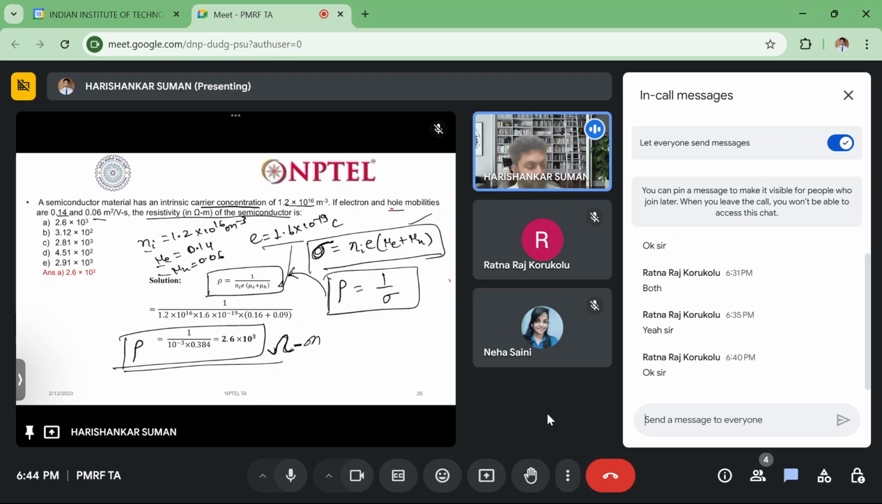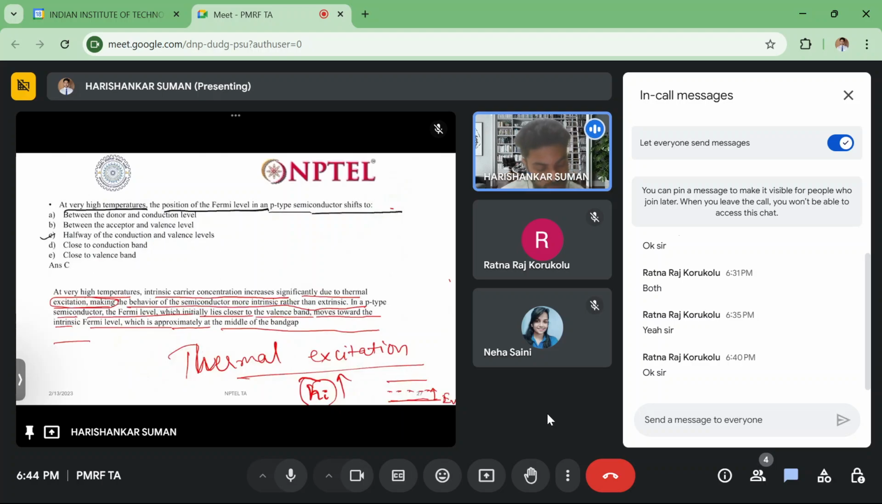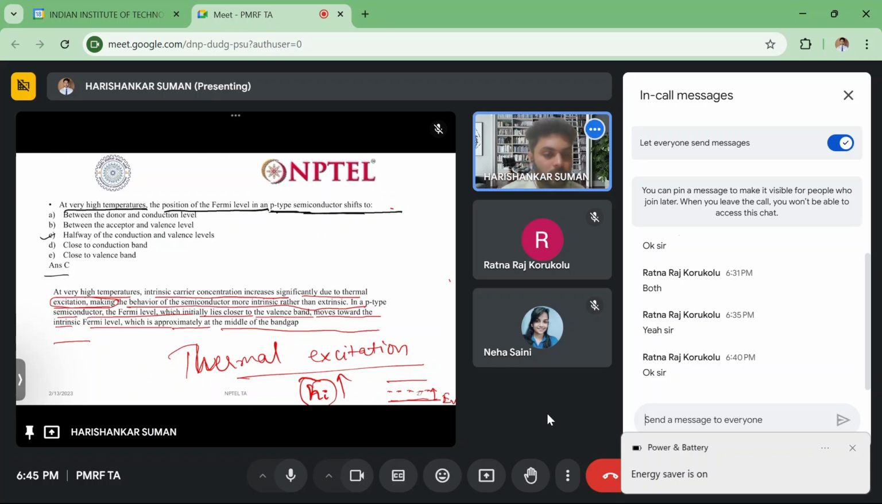So remember these formulas, then put in the given values, then simplify, and you will get the answer. Next question, what is the question? Answer is C, but let's see the question. At very high temperature, the position of the Fermi level in a p-type semiconductor shifts to? At very high temperature, the p-type semiconductor is working like an intrinsic semiconductor.